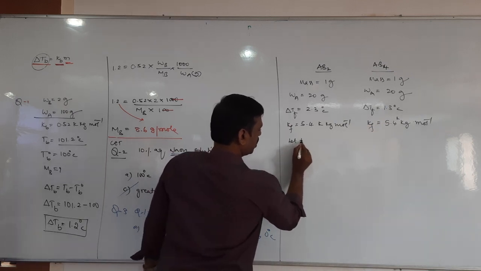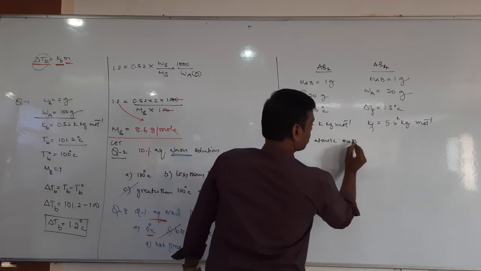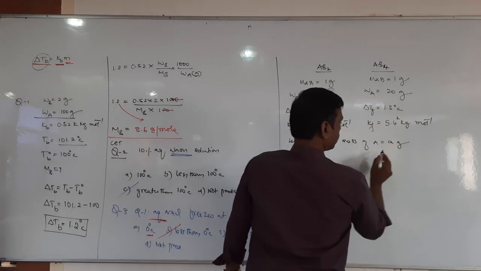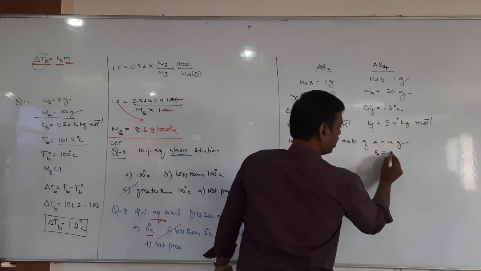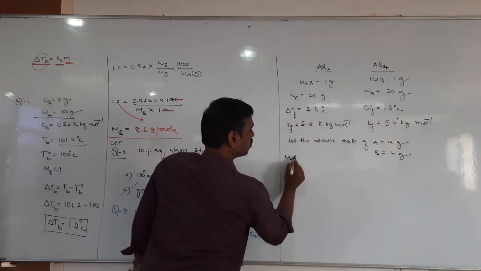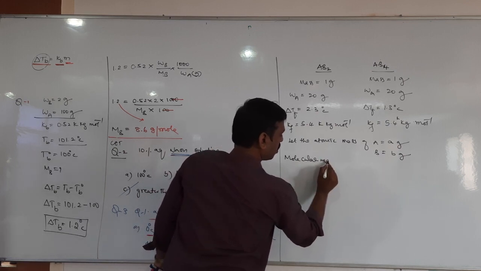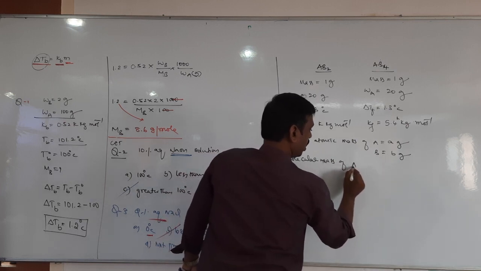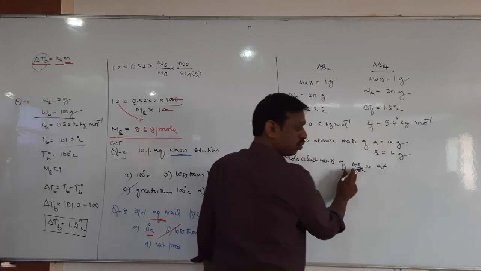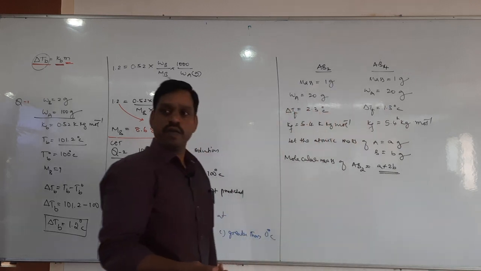Now let the atomic mass of capital A be a gram, and capital B be b gram. Then what is the molecular mass of AB2? Molecular mass of AB2 is equal to the atomic mass of A, small a, plus there are 2 B, therefore 2b. So a plus 2b is the molecular mass of AB2.